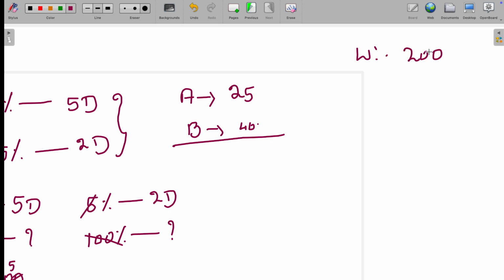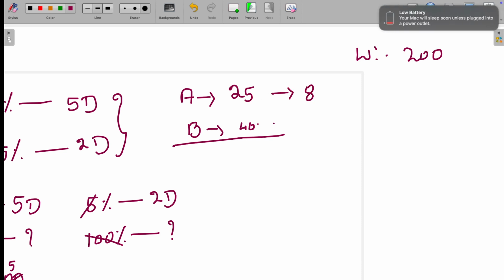Tell me. 200 by 25 is 8. Correct. 200 divided by 40 is 5. Then 8 plus 5, 13. So 200 divided by 13, that will be the answer. Is it clear now? You got it, right? Understood? Yeah, that will be the answer. Next type of question we will go.